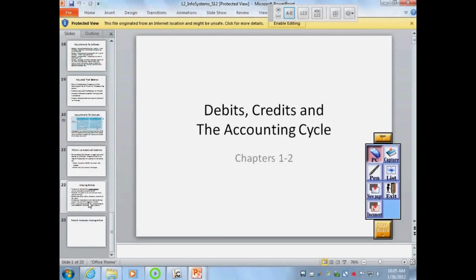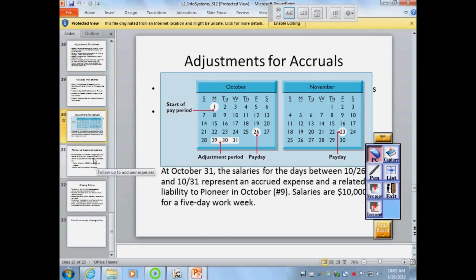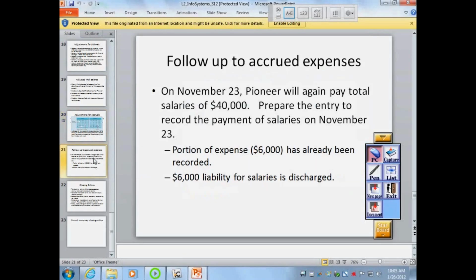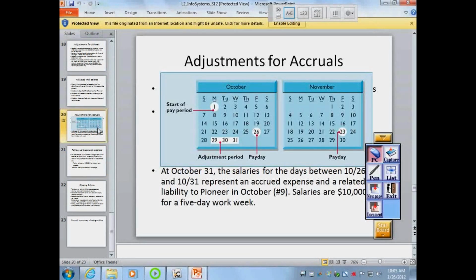So where were we last class? We were just finishing up all of our adjusting entries, right? And we talked about, you know, you have to make accruals, you have to make adjusting entries for deferrals, and then the issue is, what do you do after that?